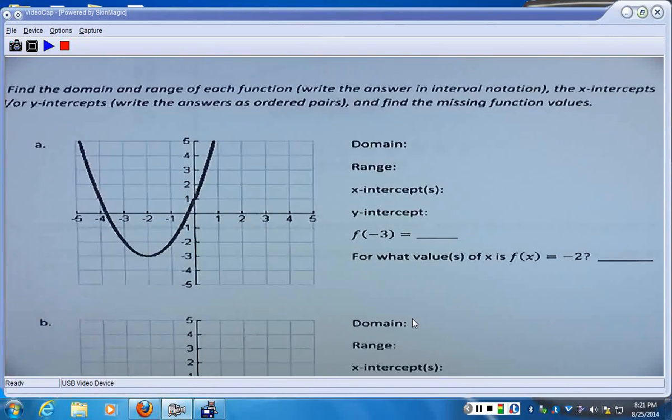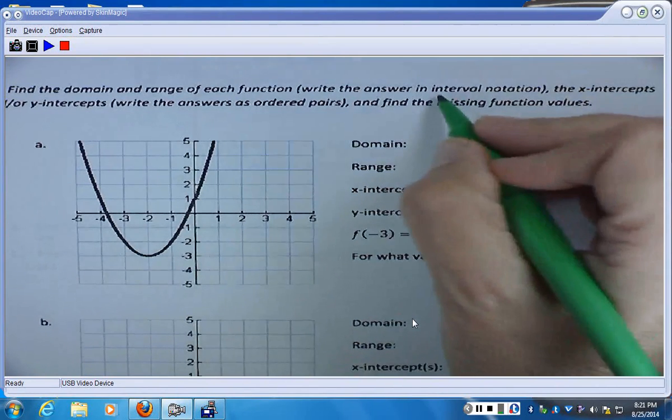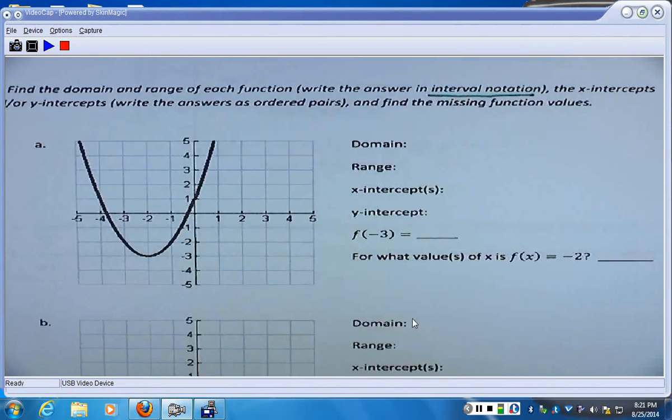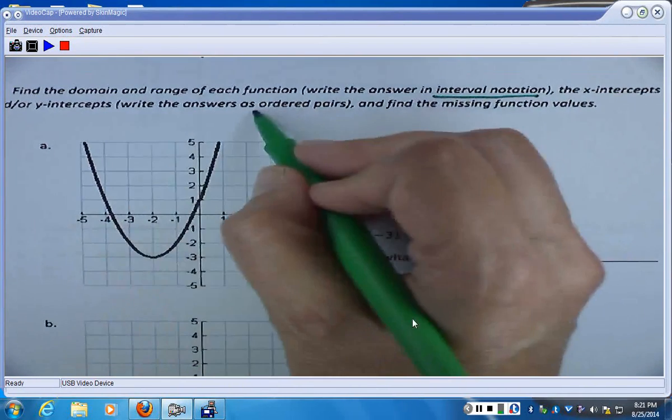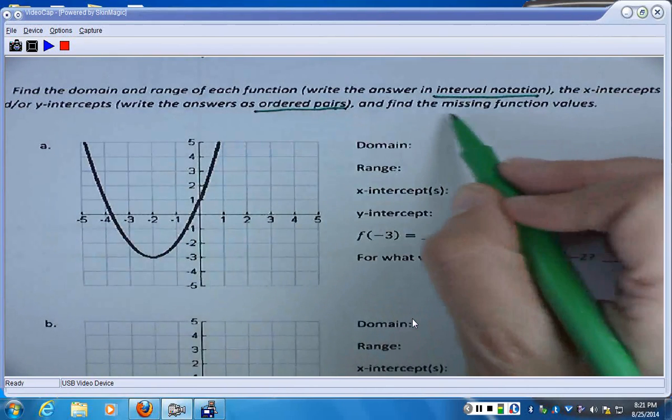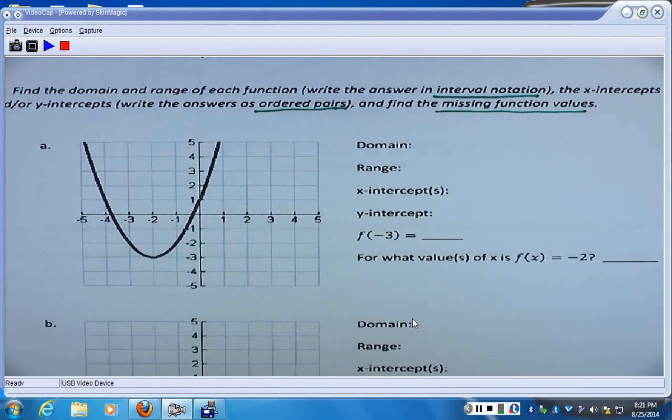Then we find the domain and range of each function, and we want to write the answer in interval notation. The x-intercepts and or y-intercepts, and write those as ordered pairs, and find the missing function values.